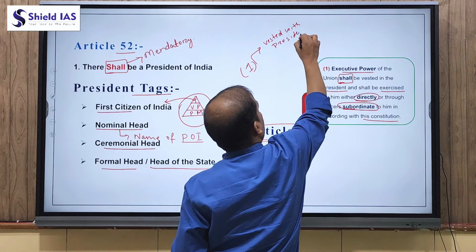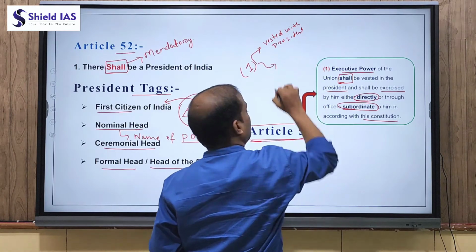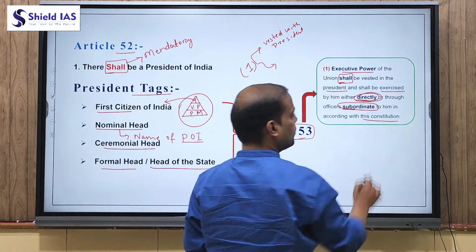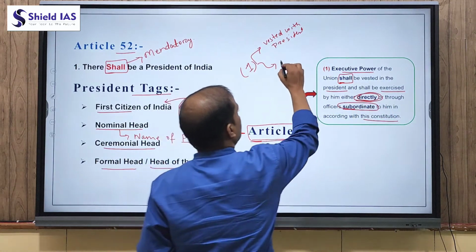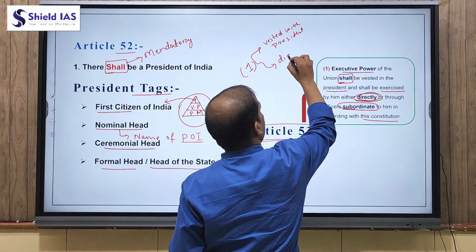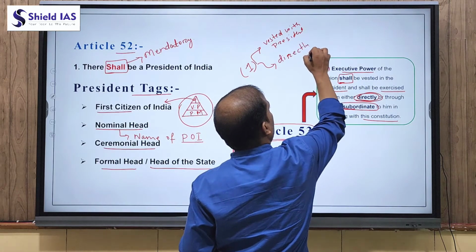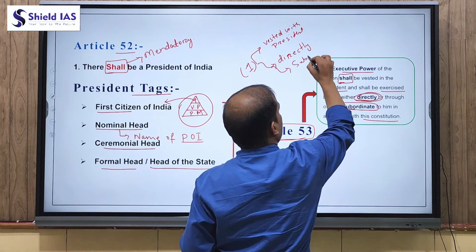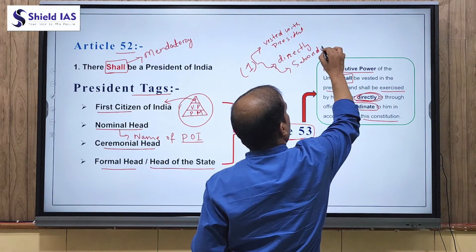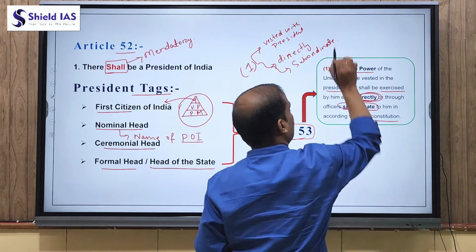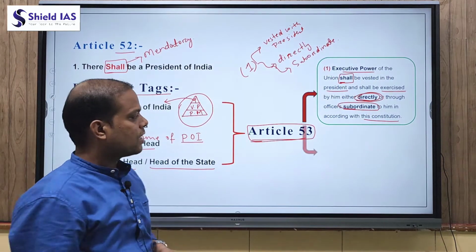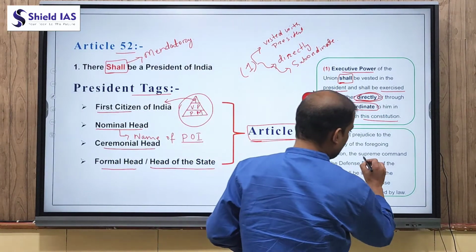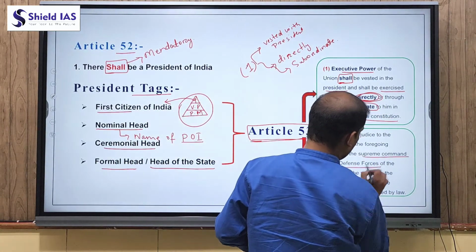and second, the President can exercise this power directly, him or herself. So they can directly exercise the power, or they can exercise it through a subordinate. And the second clause of Article 53 talks about the President being the supreme commander of the defense force.